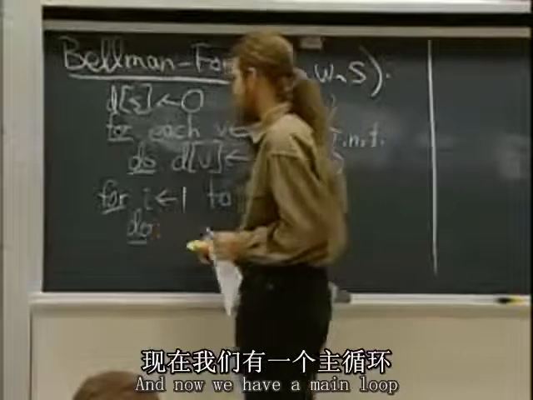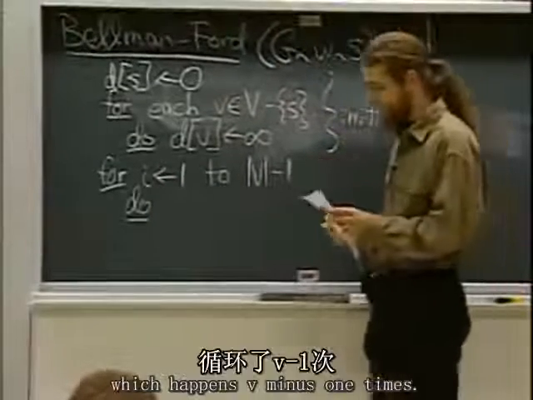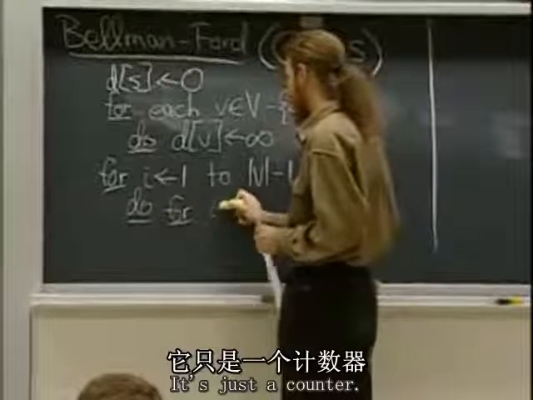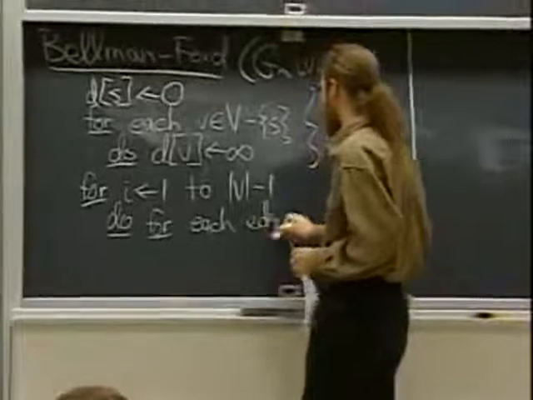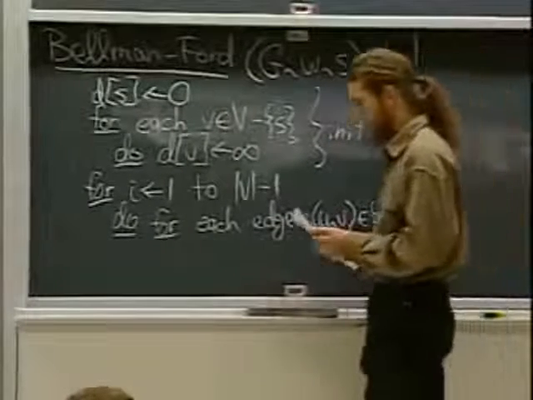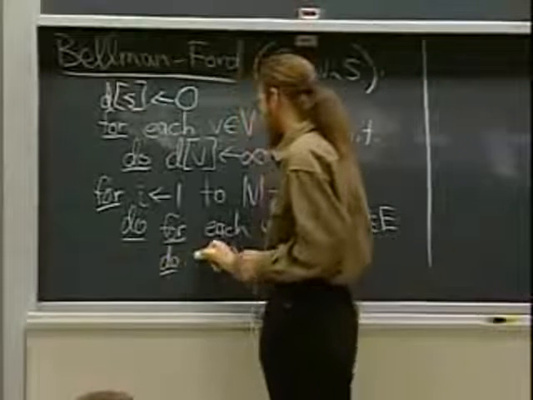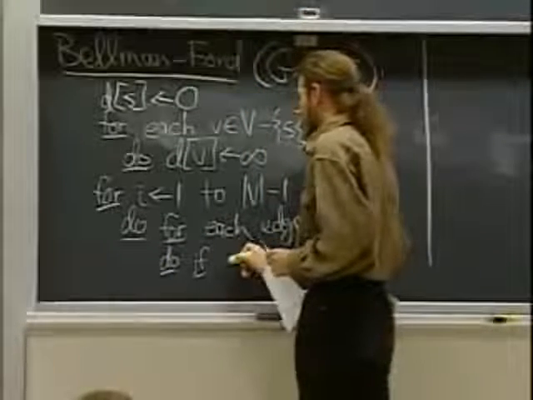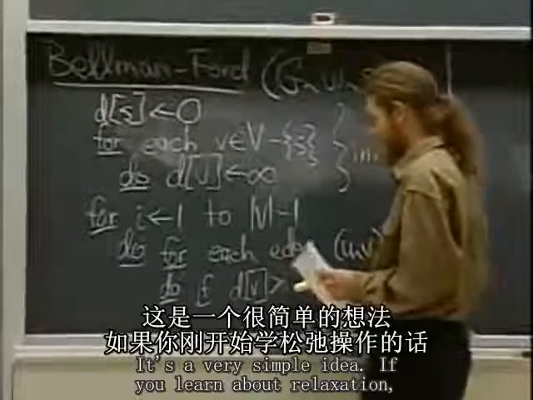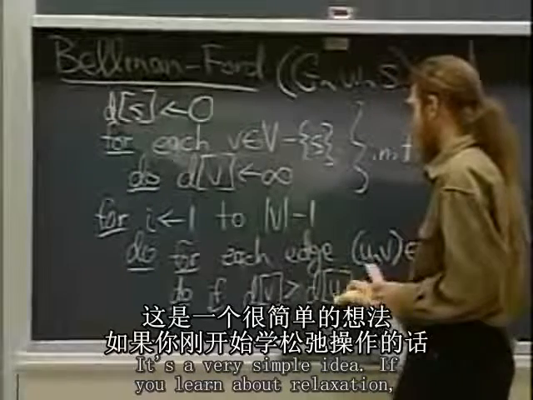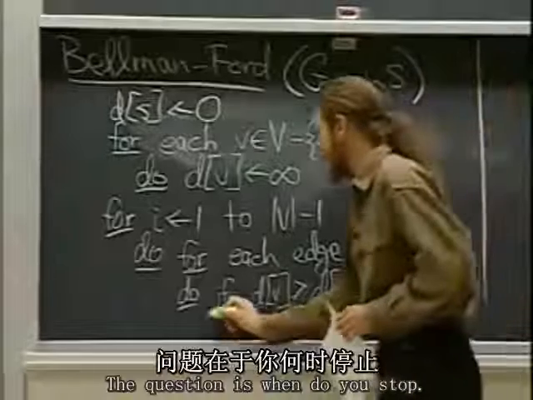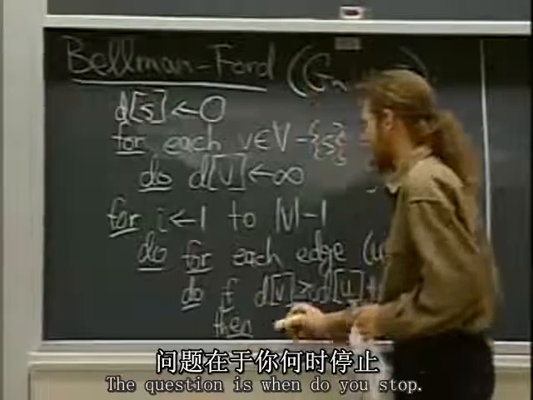And now we have a main loop which happens v minus 1 times. We're not actually going to use the index I, it's just a counter. And we're just going to look at every edge and relax it. It's a very simple idea. This is, if you learn about relaxation, this is maybe the first thing you might try. The question is, when do you stop?